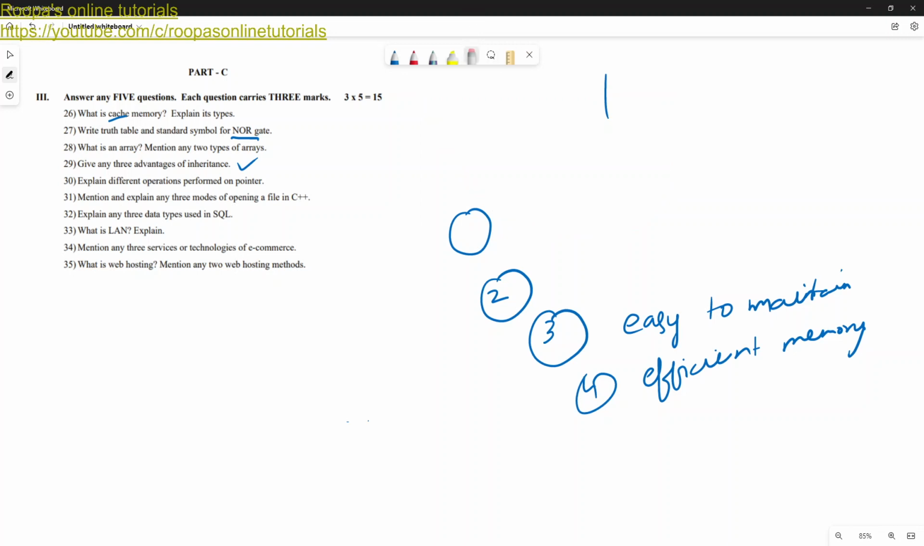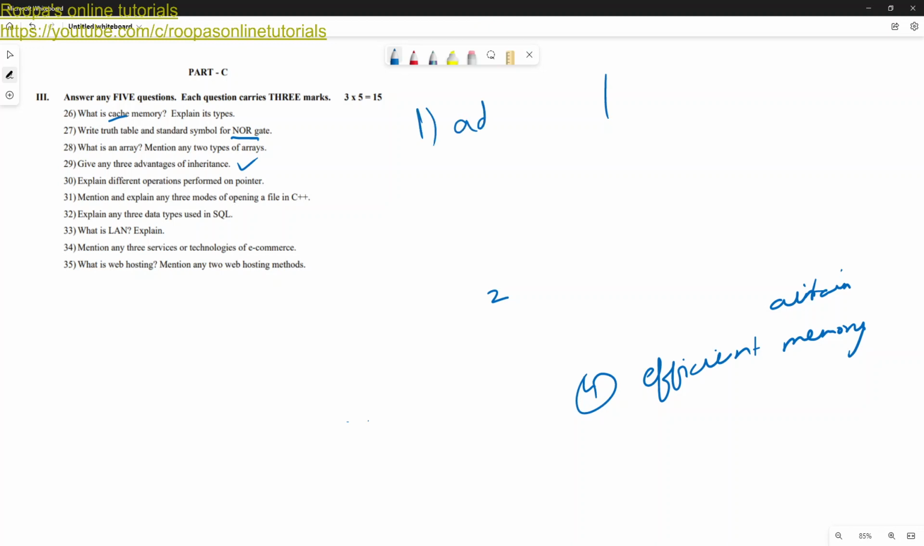Next one, explain the different operations performed on the pointer. Now this is also quite a simple and easy question. Please attempt if it comes. One thing is you can add an integer value to a pointer. The second operation that you can perform on a pointer is you can subtract an integer value from a pointer.